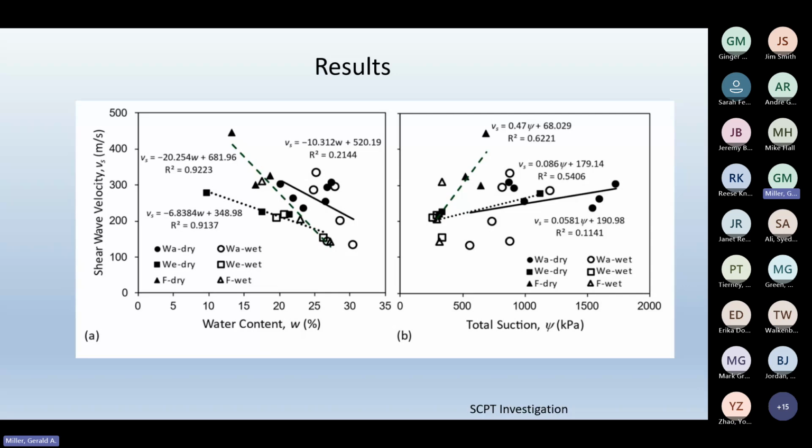We also plotted it versus total suction. The correlations are not as strong, and that's for a number of reasons. Water content is a much more robust, reliable measurement than total suction in the chilled mirror hygrometer, and it is impacted by osmotic suction. So there's more uncertainty and there's more scatter. But the trends are in the right direction.